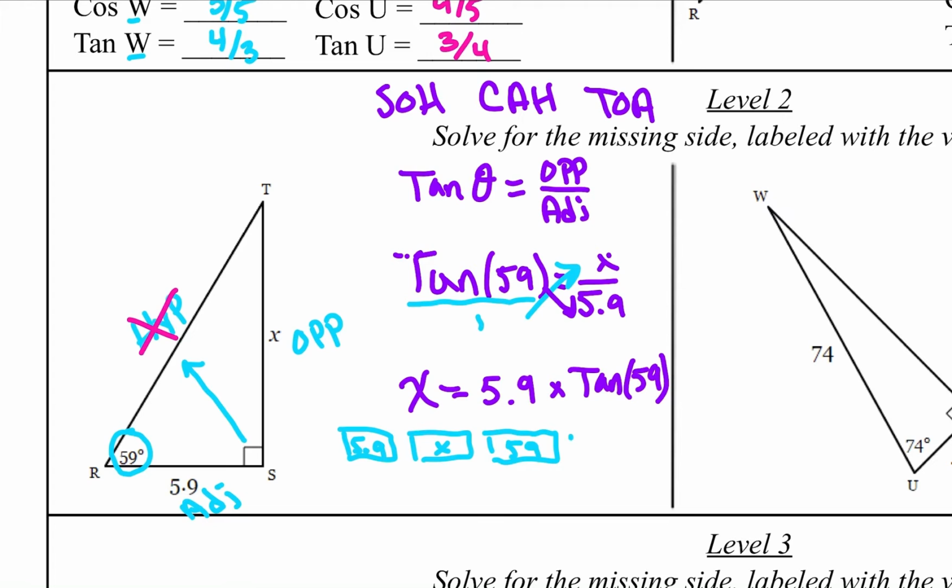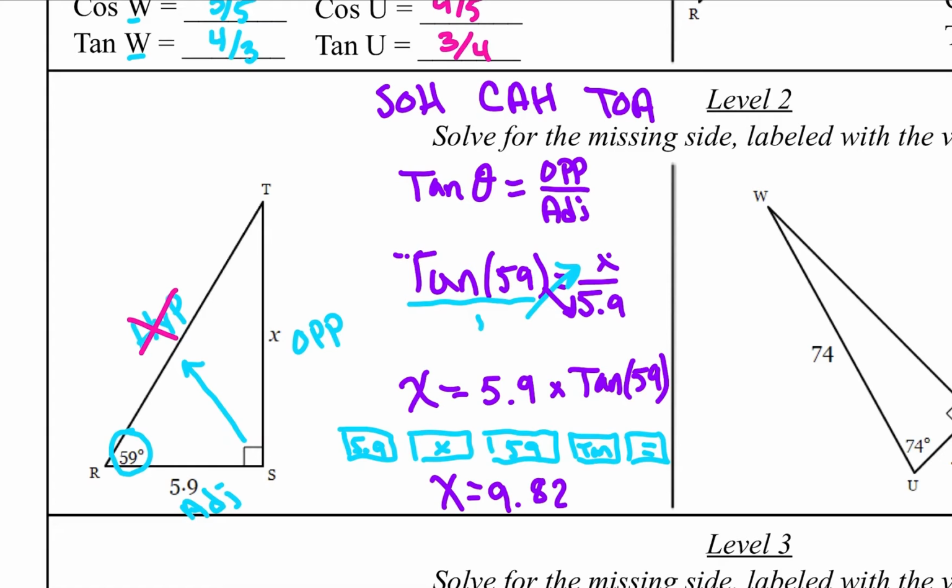We'd type 59 in, press the tangent button, and then equals. Those are the steps that I'm putting in my calculator right now that you can't see. Tangent equals, and I get 9.82. So x equals 9.82. Being very mindful that if you got a different answer, let me tell you what that answer is right now.